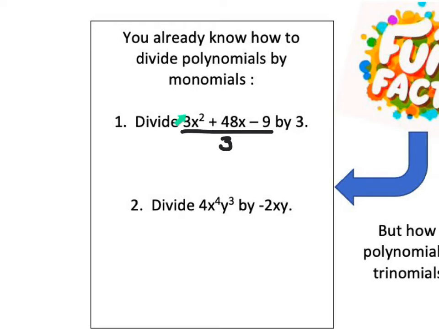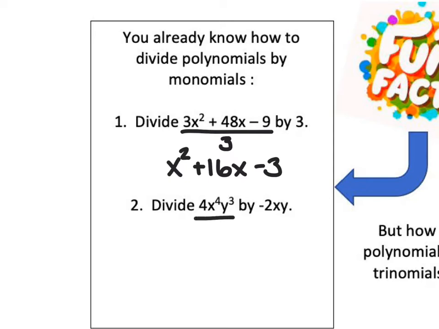So 3x squared divided by 3 would just be 1x squared. 48x divided by 3 would be 16x, and negative 9 divided by 3 would be negative 3. So it would result in that trinomial.